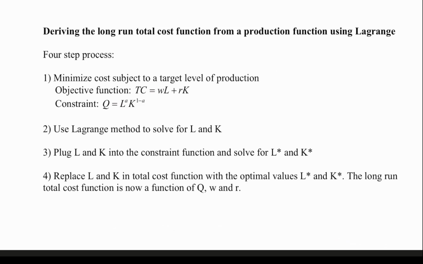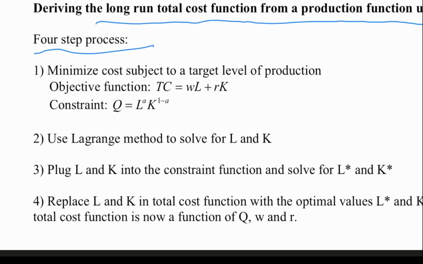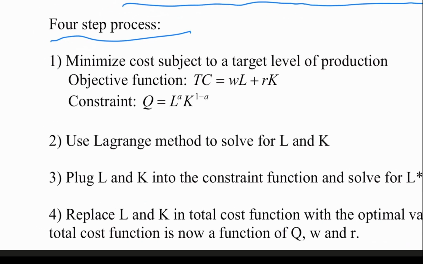Deriving the long-run total cost function from a production function using Lagrange. This is a 4-step process, and step number 1 is to state that we want to minimize cost subject to a target level of production. So this is the total cost function. It's the sum of wage times labor plus rental cost times capital. That becomes our total cost.